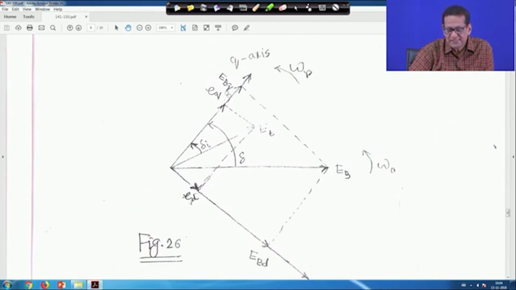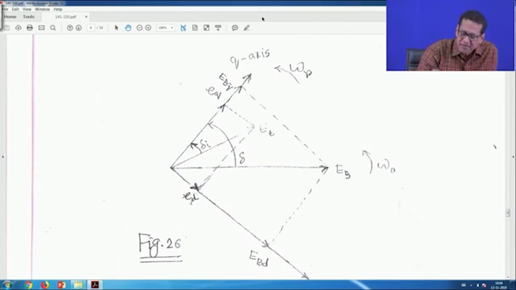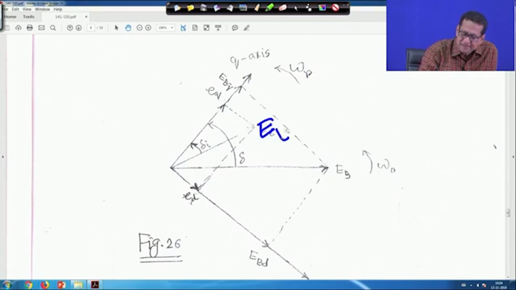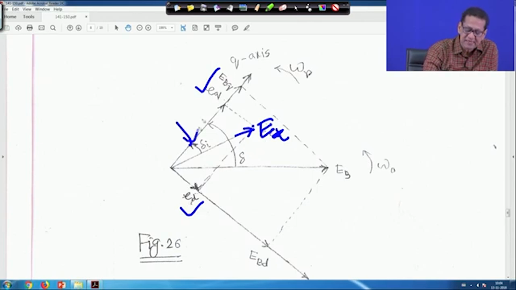So, on the q axis it will be EBQ, that is capital EBQ, and on the d axis it will be capital EBD, and this is my ET, that is the terminal voltage ET. I hope it is readable. This is the phasor diagram, and the q axis component is EQ and the d axis component is ED. This ET lags from EQ or capital EBQ by an angle delta I, this you have seen earlier.